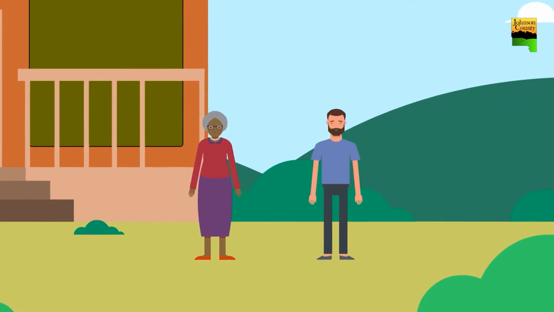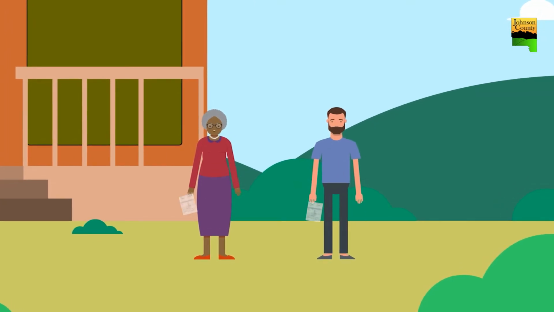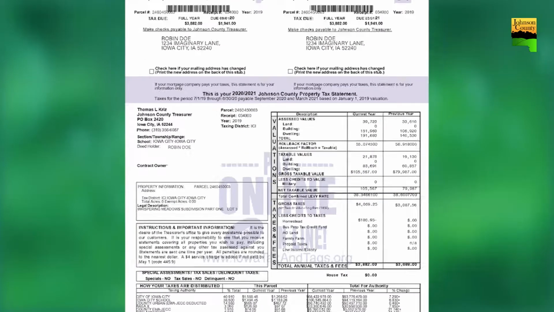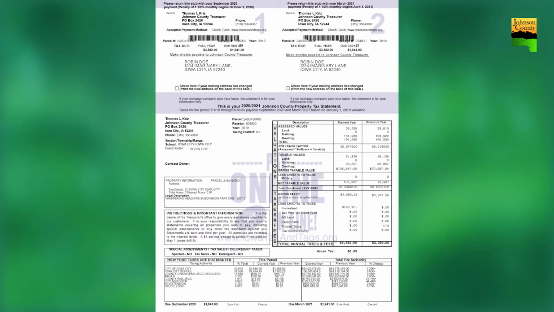Hey, Johnson County, we received our property tax statement in the mail, but we are confused. What does everything mean? That's a great question. Let's walk through how to read your property tax statement.